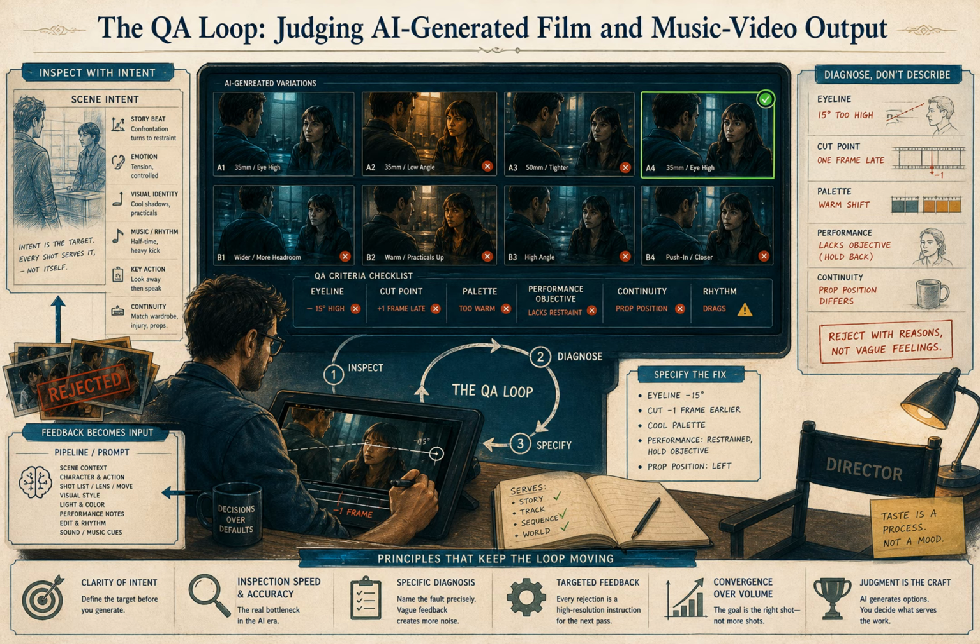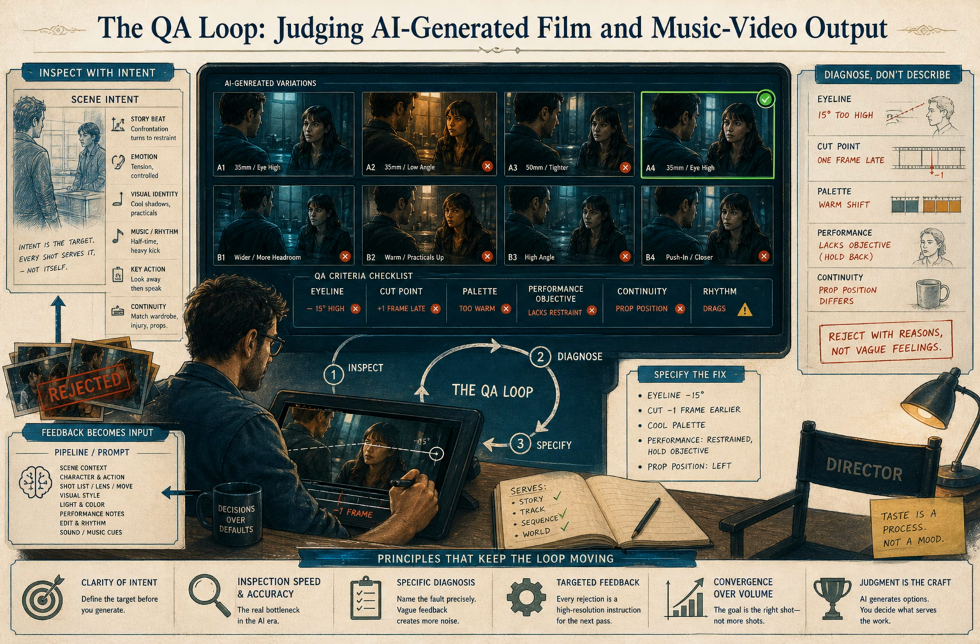You set intent before you generate. Then you inspect specific dimensions, reject what fails, and feedback why. That rejection reason becomes the best input for the next iteration.